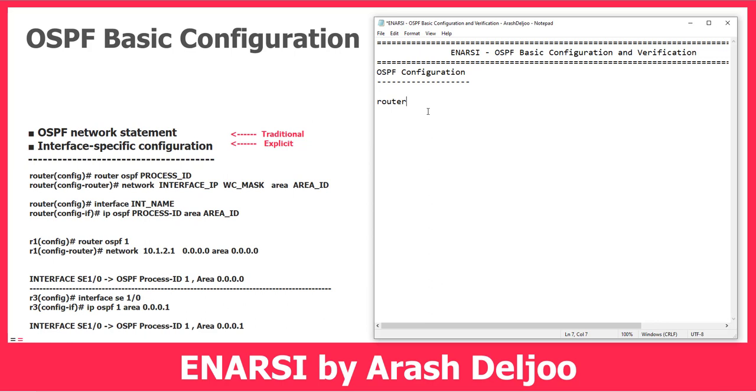OSPF configuration, R(config)# router ospf process ID is the first command, and then R(config-router)#. Here we should use the network interface IP. Here also we have one important notation. The notation is that you should ensure that you have enabled OSPF on the correct IP address of the interface, not the network ID.